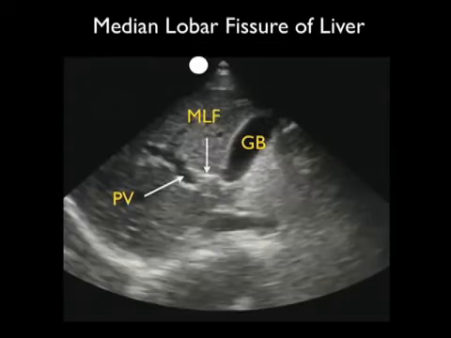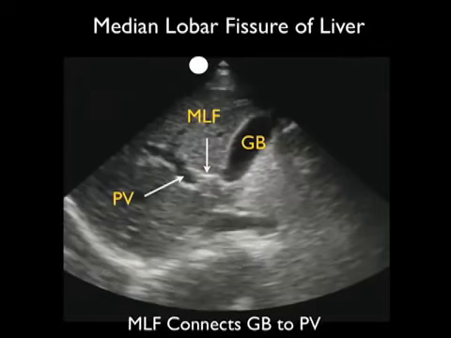of the liver. Now, the MLF can be a very important landmark as we look from the portal vein up to the neck of the gallbladder to inspect the neck of the gallbladder for any small stones that may be lodged there and causing biliary colic.